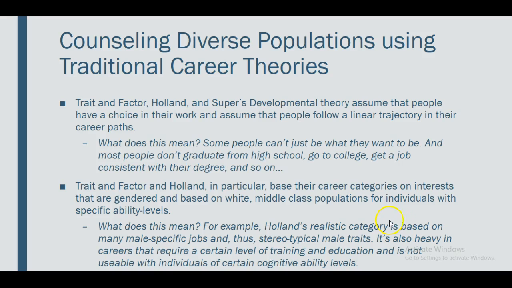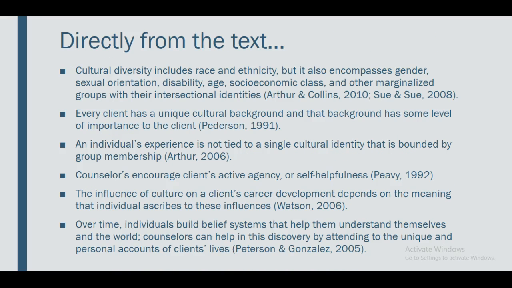The Busaka and Rifus text talks more specifically about culture and the role it plays in careers. First, let's define culture. Arthur and Collins and Sue defined cultural diversity as including race and ethnicity, but also encompassing gender, sexual orientation, disability, age, socioeconomic class, and other marginalized groups with their intersectional identities. Take a moment to note the term intersectional. That's a big one these days. But what exactly does it mean? It refers to people who fit into multiple categories, like a Hispanic woman or a gay black man.